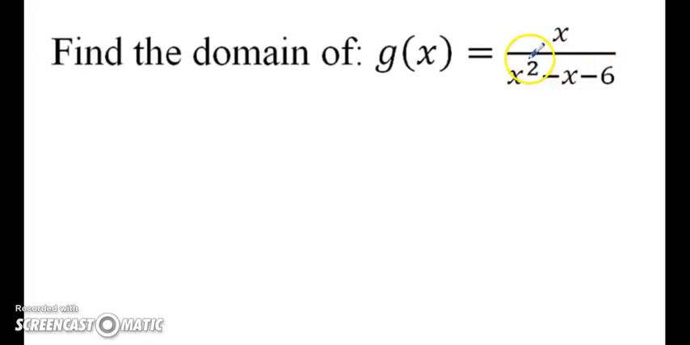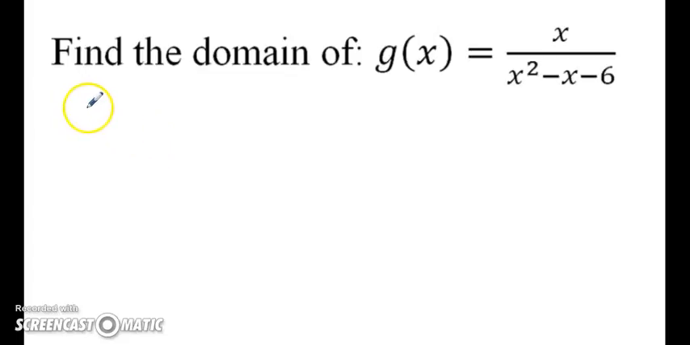The restriction on the domain would be anything that makes that denominator 0, because division by 0 is undefined. So I'm going to pause. I want you to pause this and see if you can figure out what values of x would make this denominator 0 and restrict them from the domain.